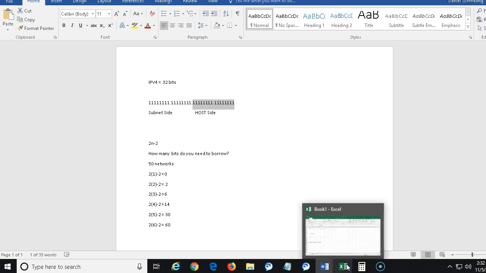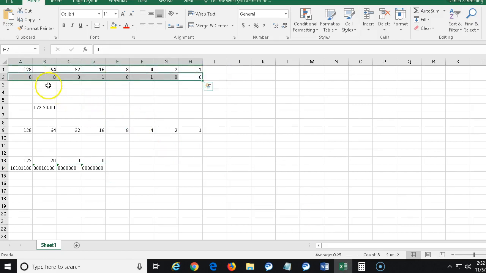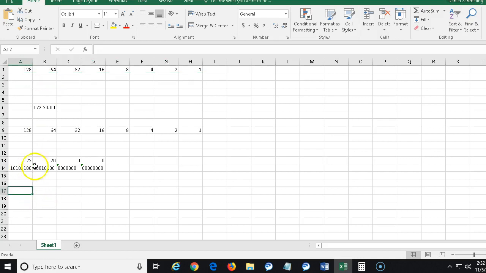Well, we have to go back to our number. We're writing this in binary form now. So we know that on our subnet side, 255, if we take all these numbers and add them up together, we get 255.